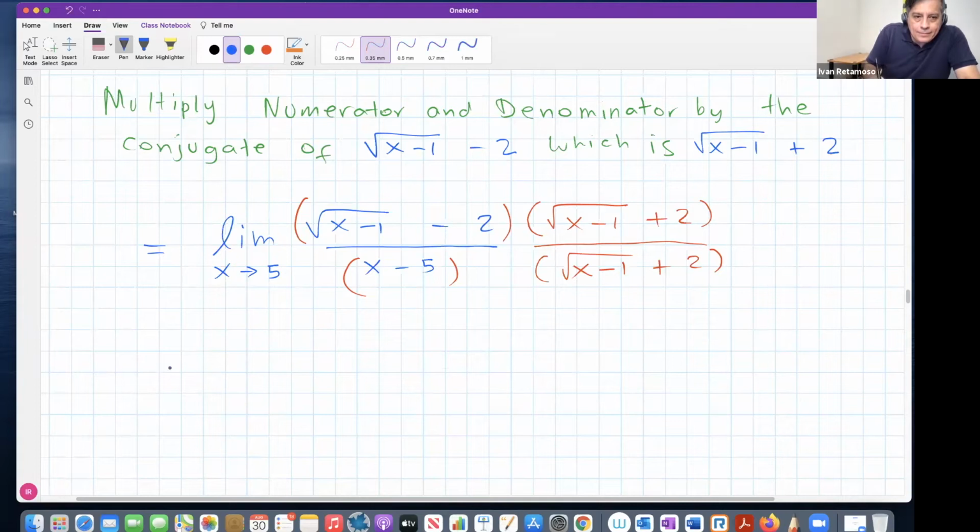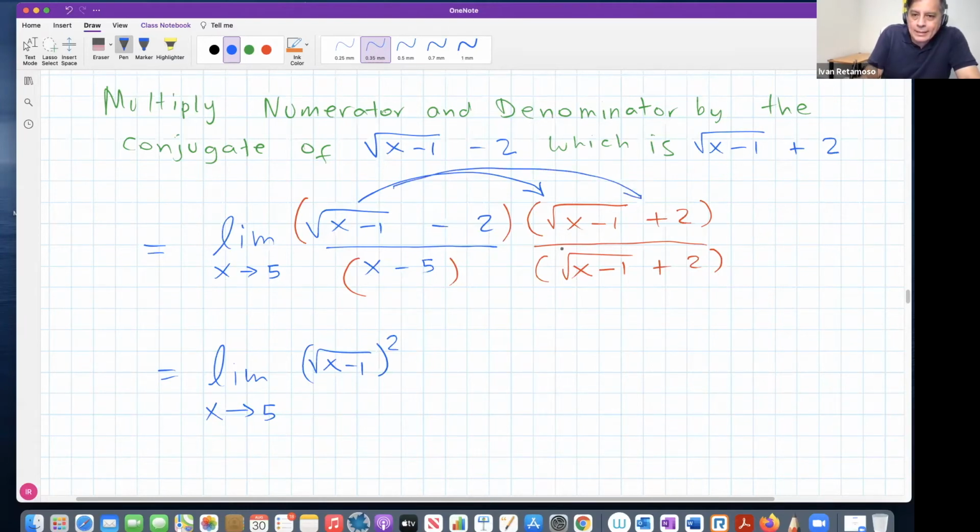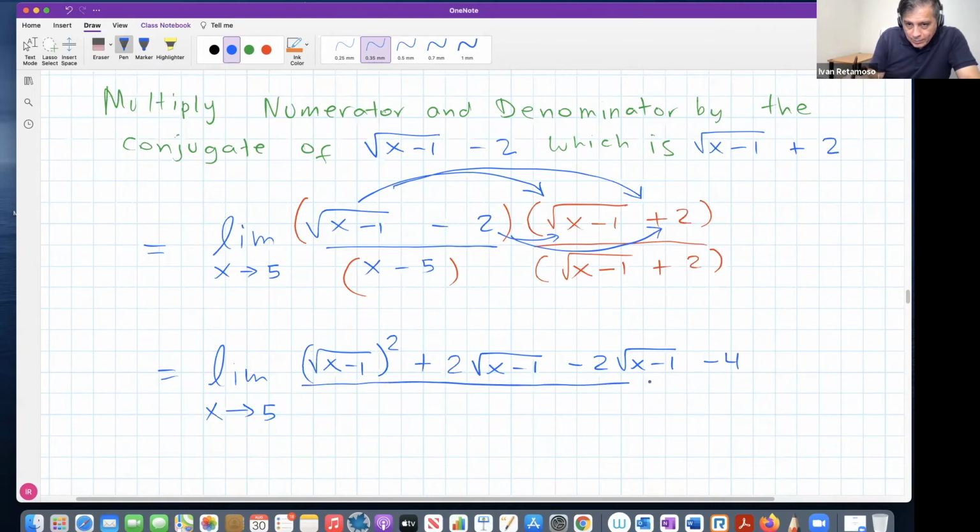Now, guys, when you work out this whole limit, let's start on the numerator, right? What's going to happen here? This times this is going to be a square root of x minus 1 squared, right? This times itself. Then next, plus twice a square root of x minus 1 times 2, minus 2 times the square root of x minus 1, minus 2 plus 2 minus 4, right? Minus 4. This is the numerator.